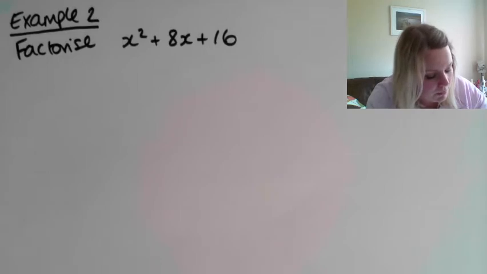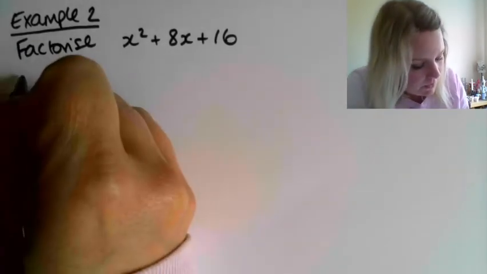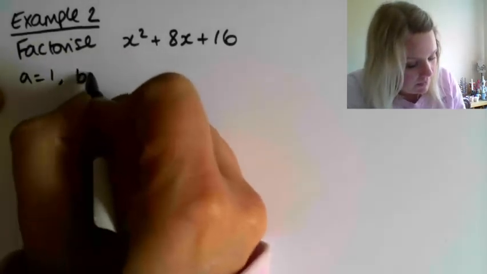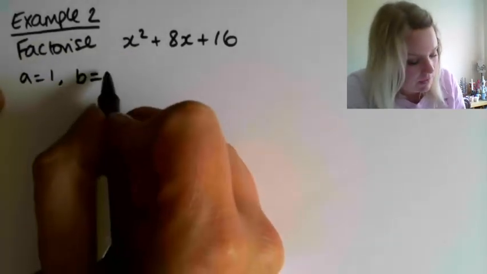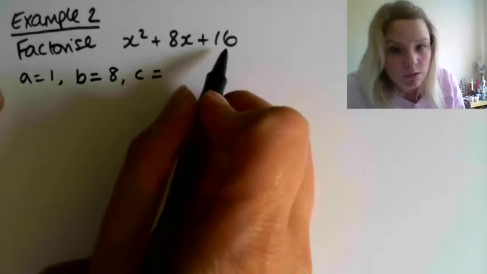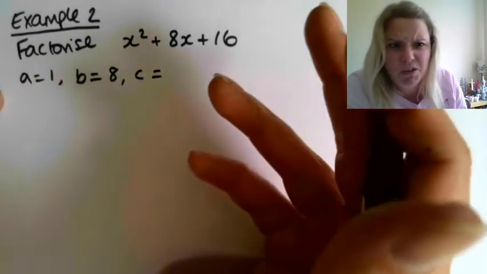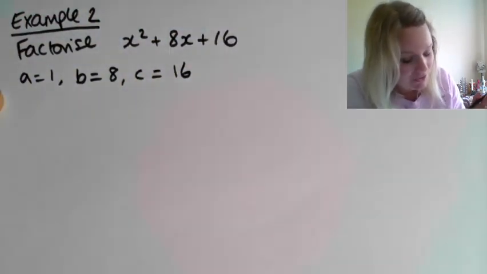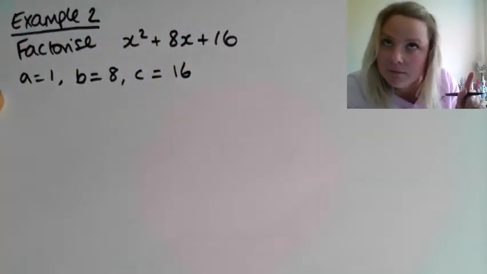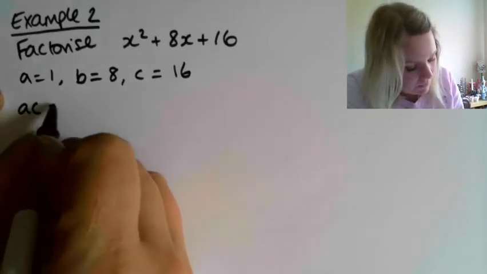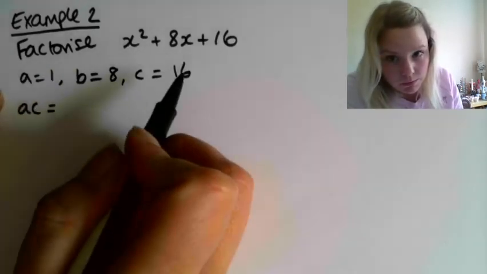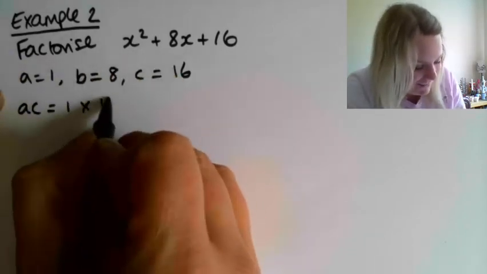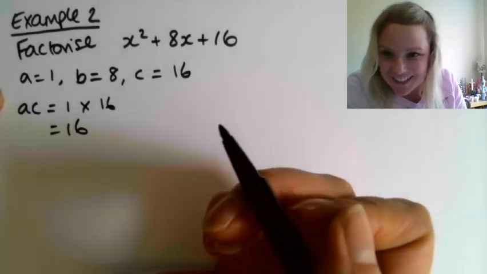Now, first step, write out what a, b and c are. So a is the number in front of the x squared term, so that is 1. B is the number in front of the x, so that is 8. And c is the number that's by itself, so that is 16. Now, remember, what is the next step? Write down AC. So AC is the number 1 multiplied by the number 16. So that gives us 16.